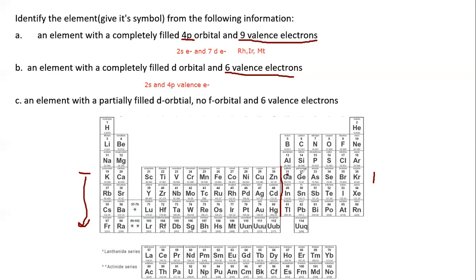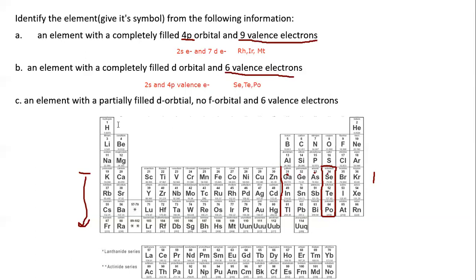So we go 1, 2, 3, 4. It would be anything from selenium, tellurium, or polonium. So those would be the 3 elements that could have that condition. So any one of those would have been correct.